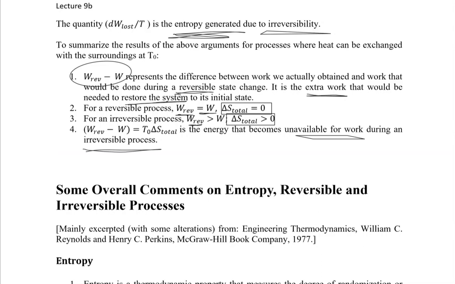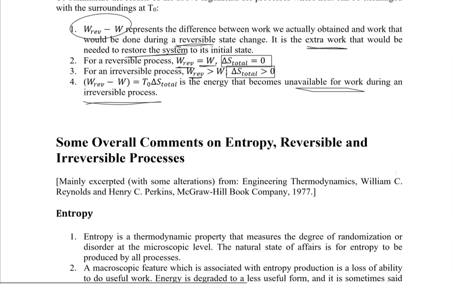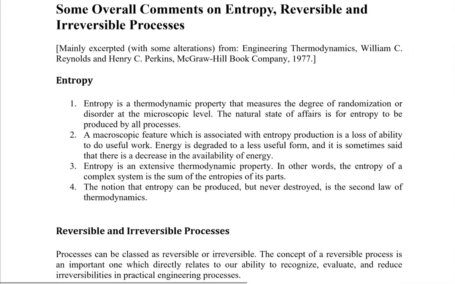So let's summarize what we have already studied for the second law of thermodynamics and entropy. Entropy is a thermodynamic property that measures the degree of randomness, disorderedness at the microscopic level.